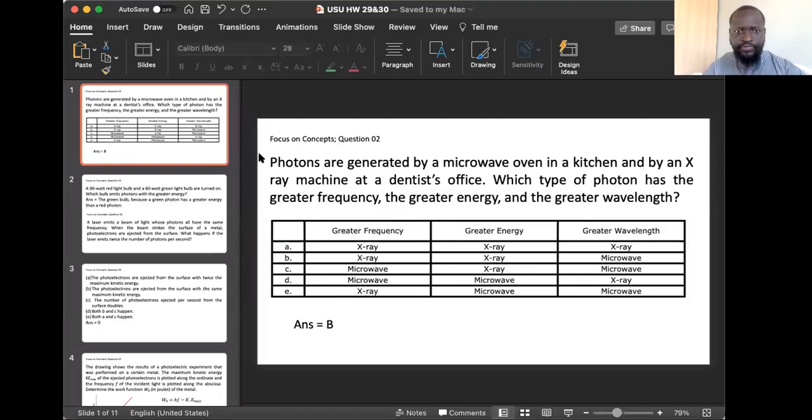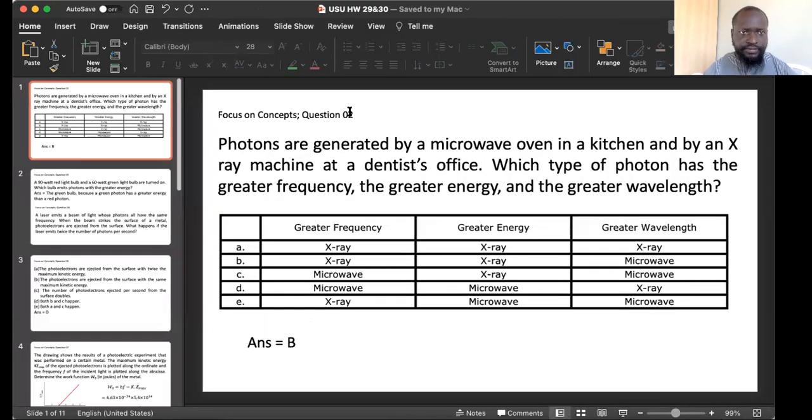So this is the first problem. Focus on concepts, Question 02. Let me make this bigger. Photons are generated by a microwave oven in the kitchen and by an X-ray machine at the dentist's office. Which type of photon has the greater frequency, the greater energy, and the greater wavelength?